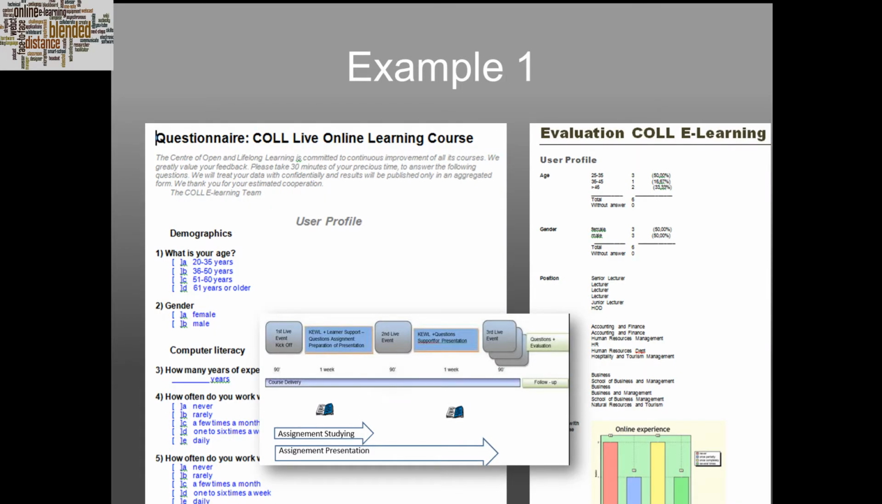Let's quickly look at examples. In this first example, we evaluated a course on teleteaching for lecturers at the Center of Online and Lifelong Learning of the NUST, as it is called today. The course lasted 2 weeks. The results of the course gave us important indications how to fine-tune the course.